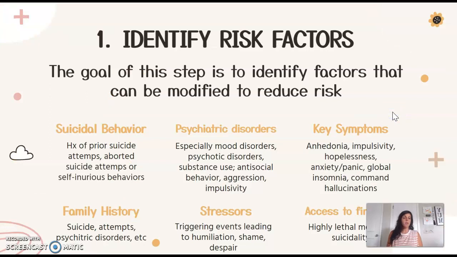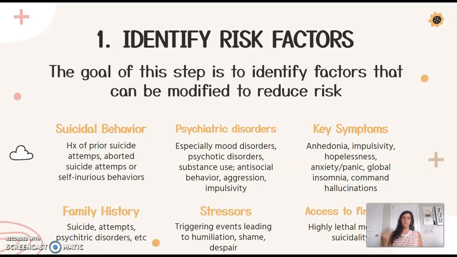So number 1 is identifying risk factors. The goal of this step is to identify factors, or things that are going on, that can be modified to reduce the risk of the individual actually following through on their suicidal ideations or intent. There are 6 areas that we look at with risk factors. First, you want to identify if there's any current suicidal behavior. So you actually want to look at the history and see if this is a pattern for the individual.